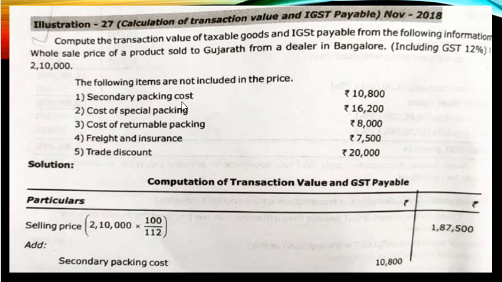Then they have given the following items, which are not included in the price: secondary packaging cost 10,800, cost of special packing 16,200, cost of returnable packing 8,000, freight and insurance 7,500, trade discounts 20,000. So now the computation of transaction value and GST payable. Particulars: selling price 2,10,000. Now we will calculate the transaction value. We know the selling price is 2,10,000, which is including GST of 12%. So we will find out the amount excluding GST, because we are going to find the transaction value and then add the GST to it.